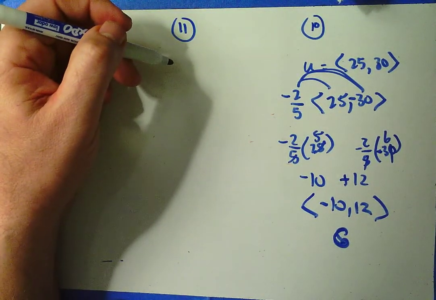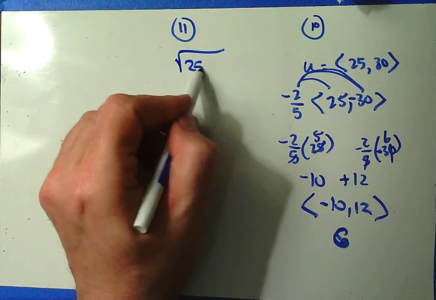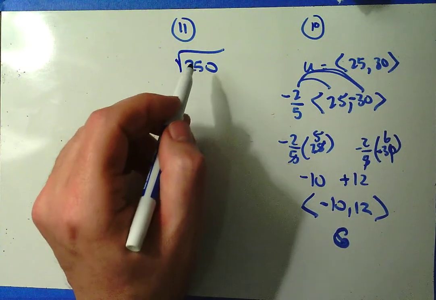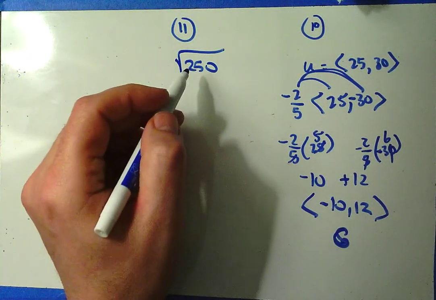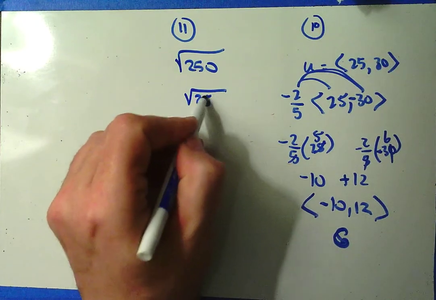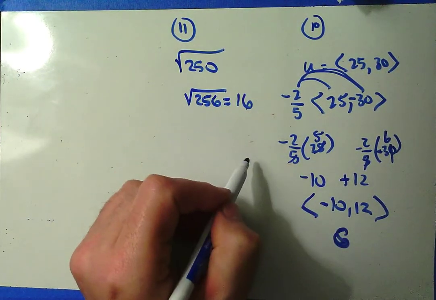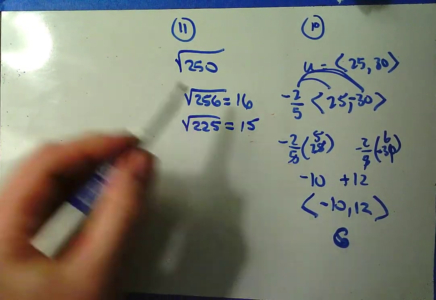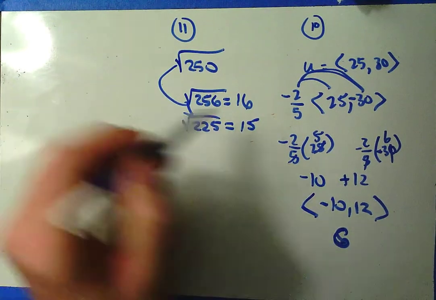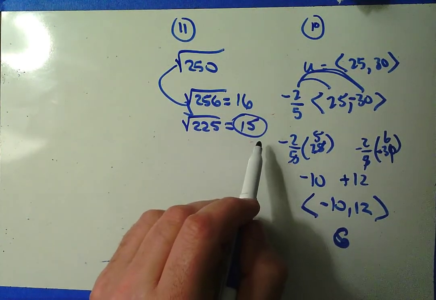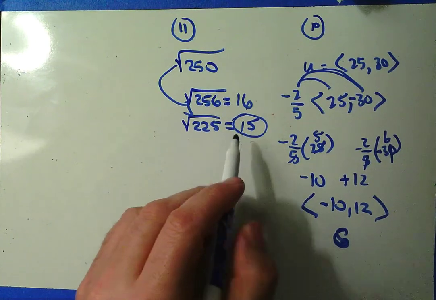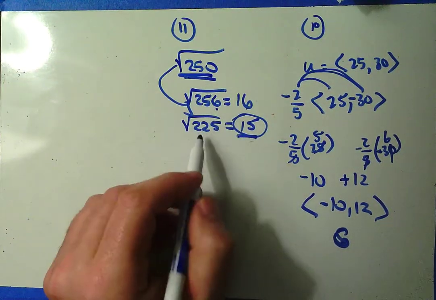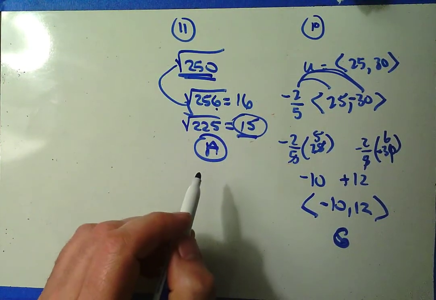What is the greatest integer smaller than the square root of 250? Well, you just have to put that in your calculator to figure out that this is going to be 15 point something. I know that 256's square root is 16. And I know that square root of 225 is 15. And so square root of 250 must be in between those. So the next integer smaller than this one would be 15. And that's choice A for number 11.